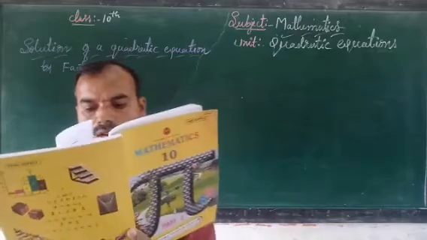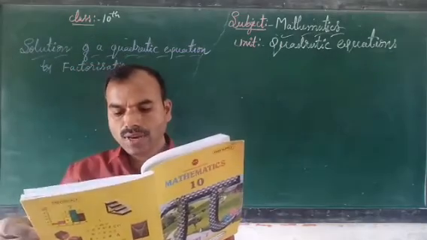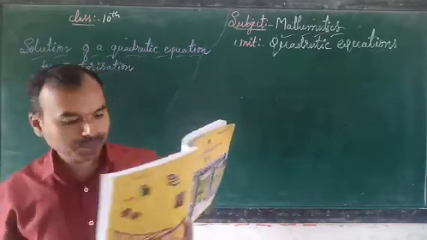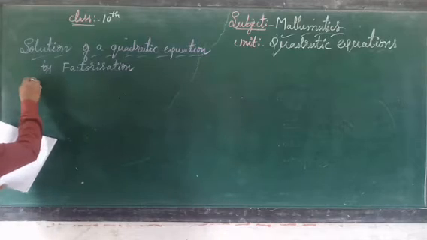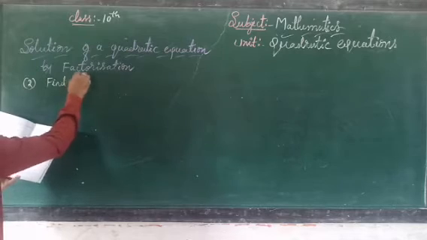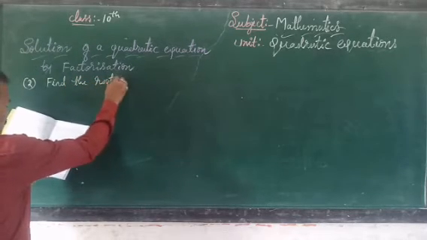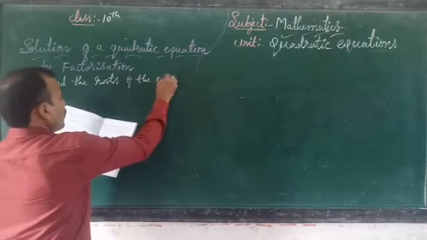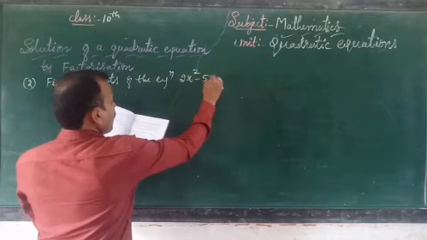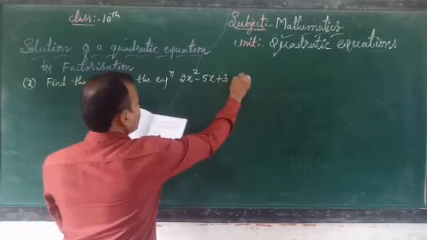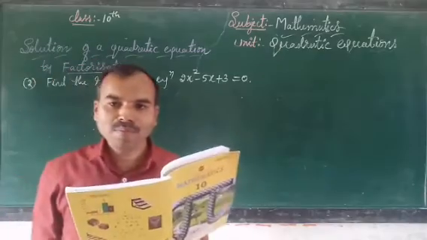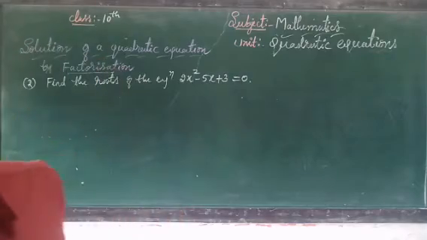Next, find the roots of the equation 2x square minus 5x plus 3 equals 0 by factorization method. Write down. Find the roots of the equation 2x square minus 5x plus 3 equals 0 by factorization method.